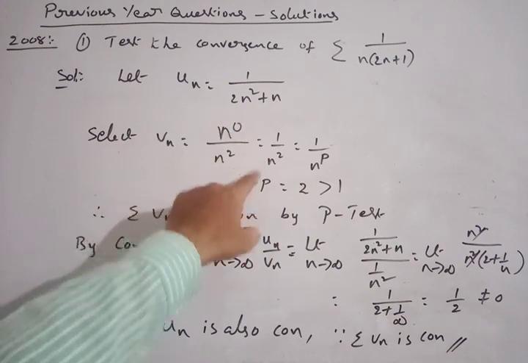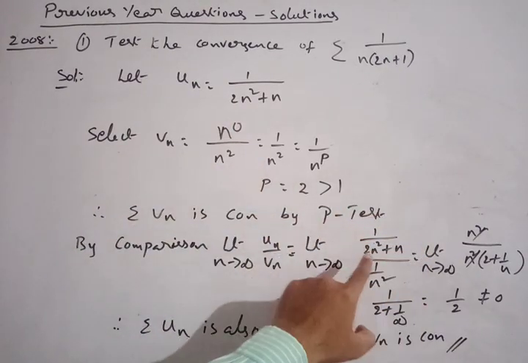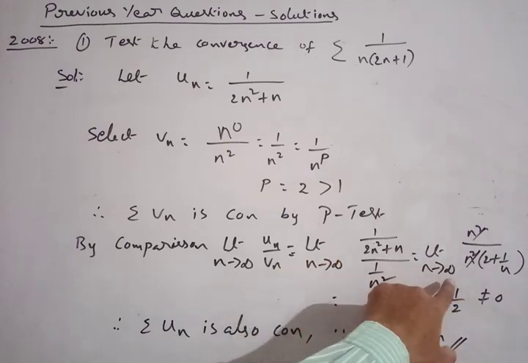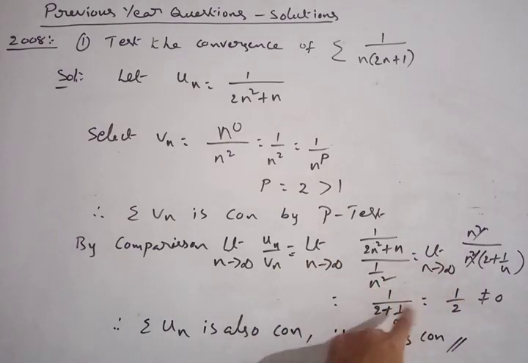This part, and Vn is what? This part. Take this part to numerator, take out common of n square, n square gets cancelled. So apply the infinity, n tends to infinity, 1 by infinity is 0, 1 by 2 is not equal to 0. That's it. Simple problem. Okay, so next problem.